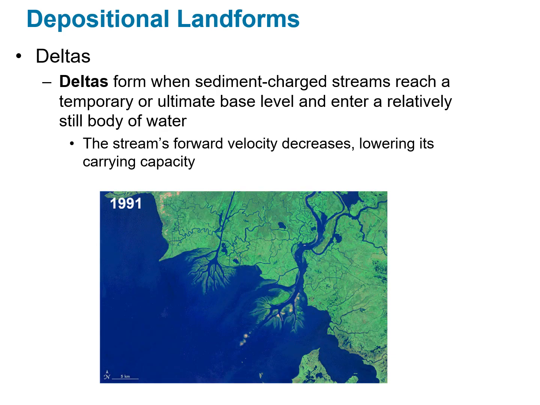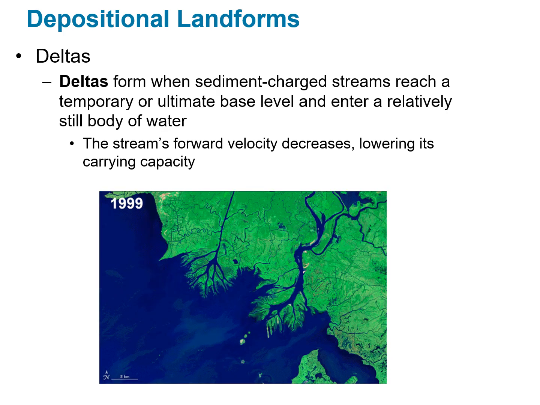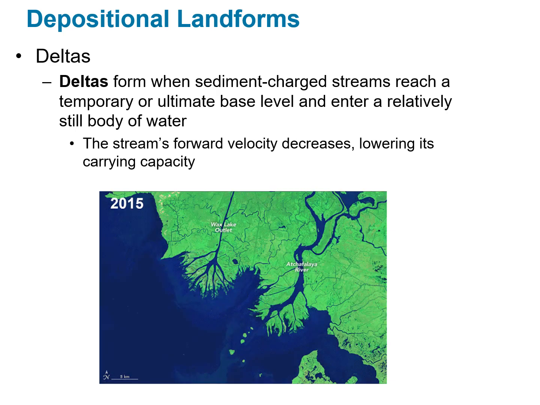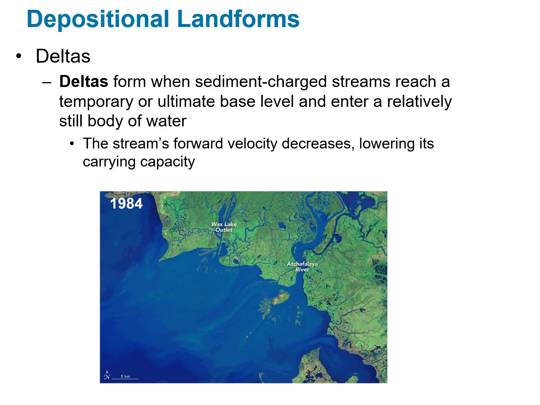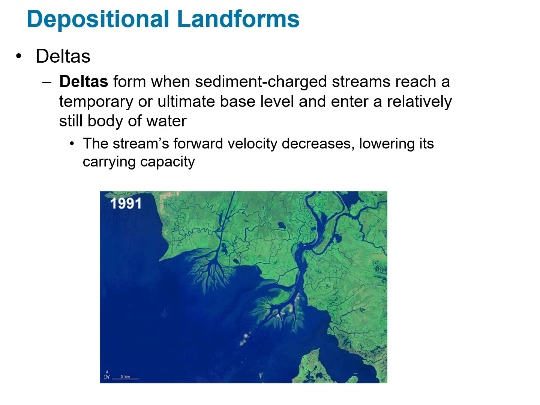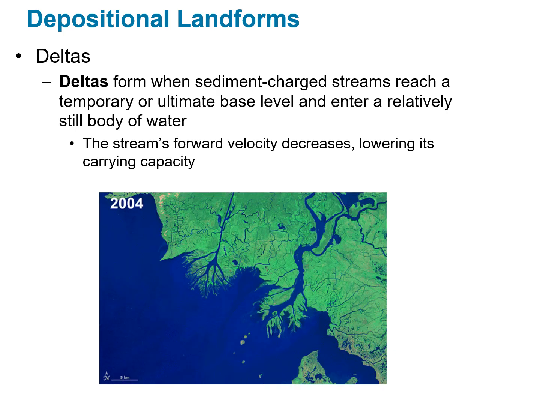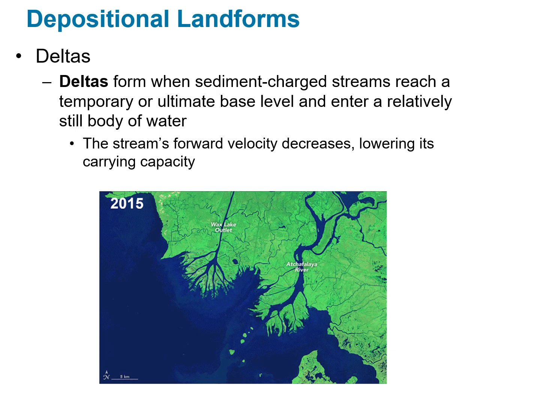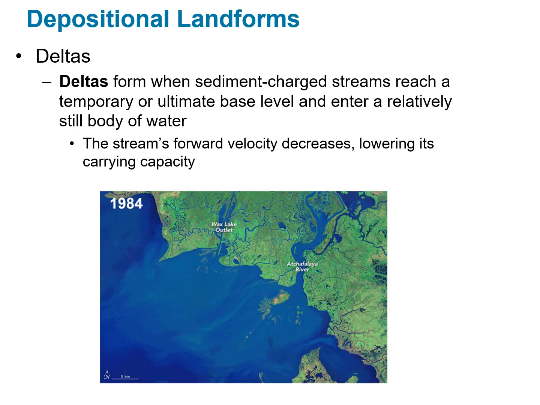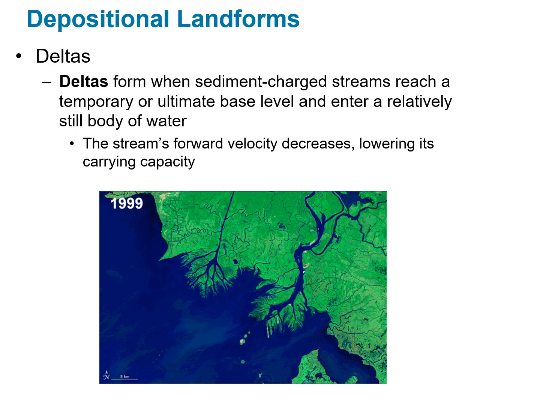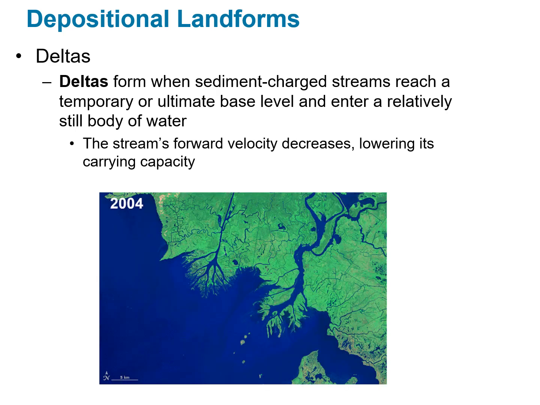All right, deltas form when sediment in the river runs into a bigger body of water. We call that a base level, or the ultimate base level, which is typically the ocean. Sometimes they can run into reservoirs. So what happens when river water runs into the ocean, the forward velocity of the stream slows down, and so that lowers its carrying capacity and then deposits a lot of sediment. And that's going to create these depositional landforms, or deltas.